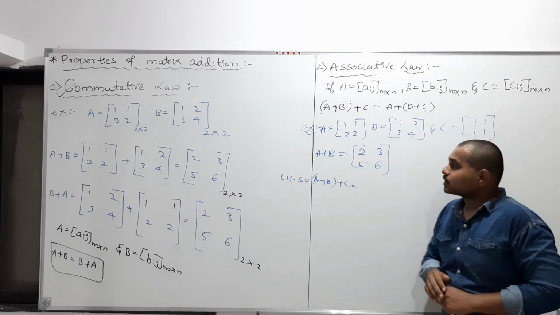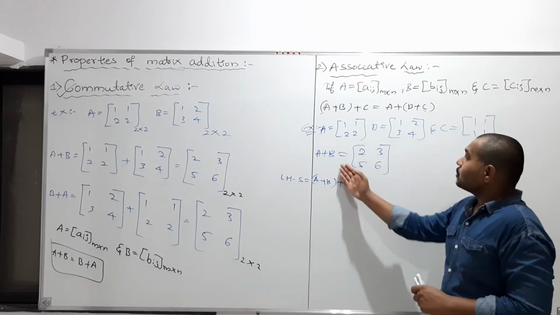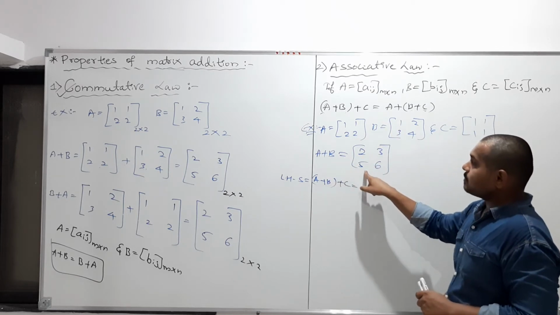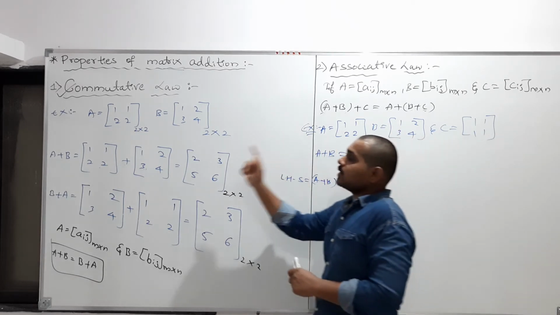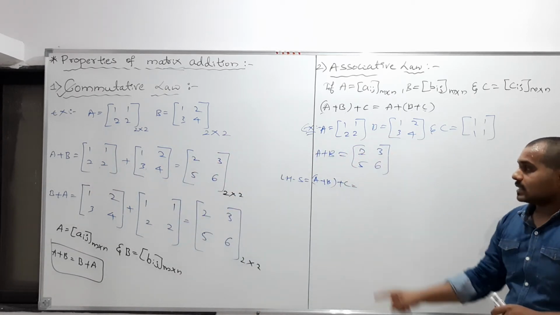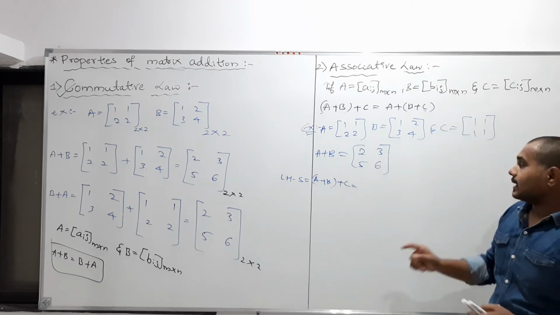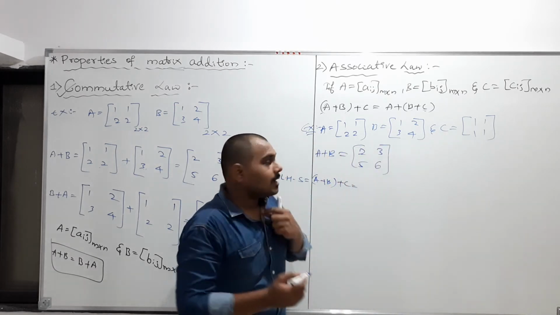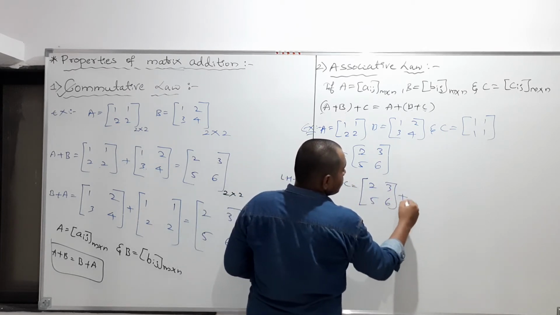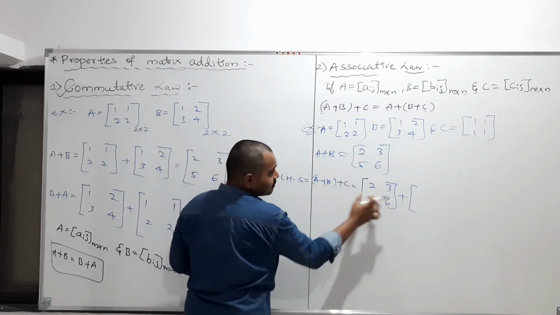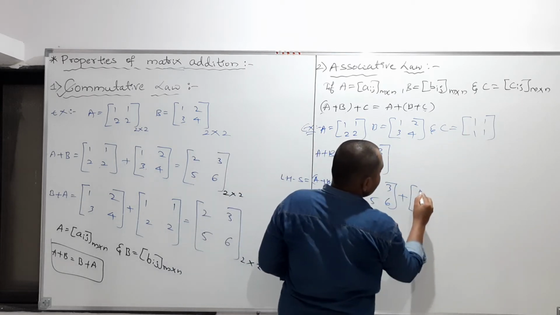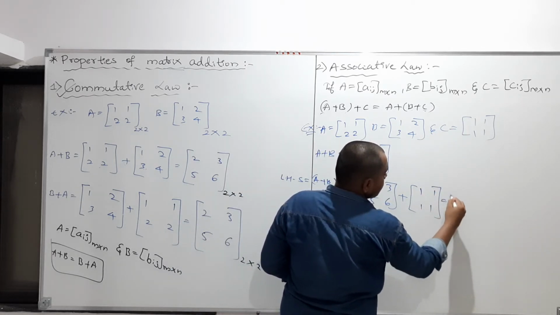So for this, my dear students, I require A plus B. This is the matrix A and this is the matrix B. So what is A plus B? A plus B is 2, 3, 5, 6. I already discussed this A plus B, so directly I am writing this value, my dear students: 2, 3, 5, 6. This is the (A plus B) plus C matrix. So in the place of A plus B, I am writing 2, 3, 5, 6. To this value, I add the C matrix. So what is C matrix? This is your C matrix: 1, 1, 1, 1. So this is equals to.